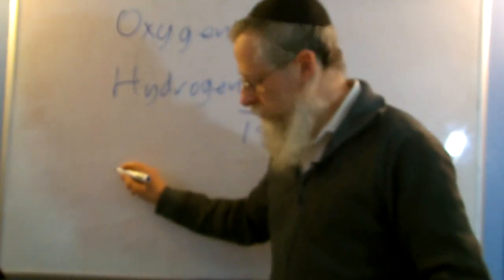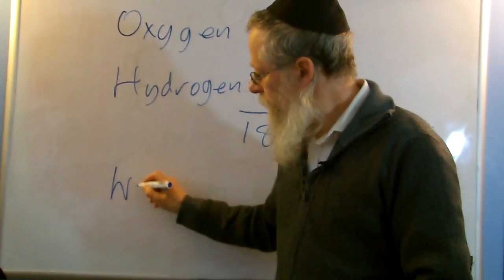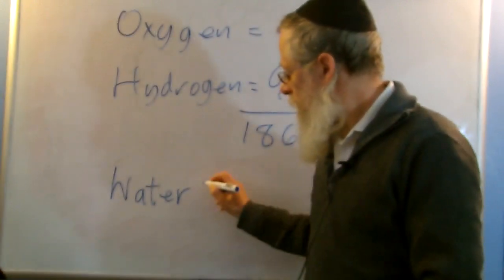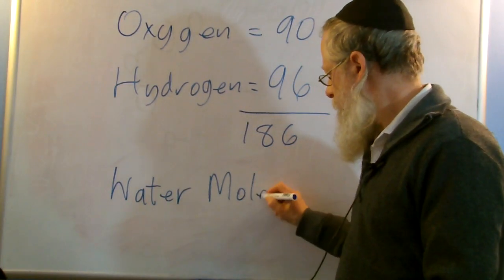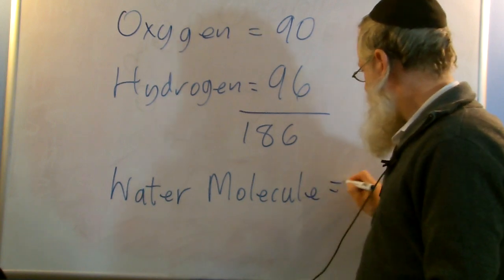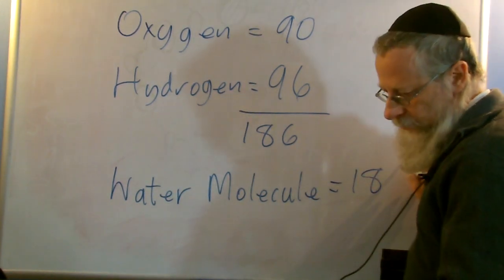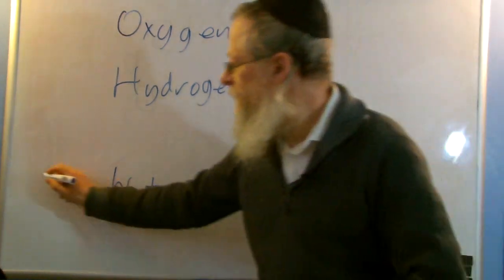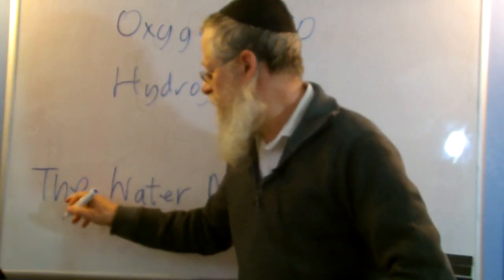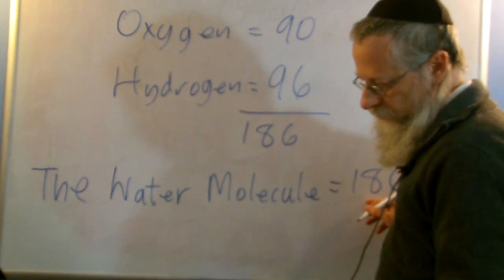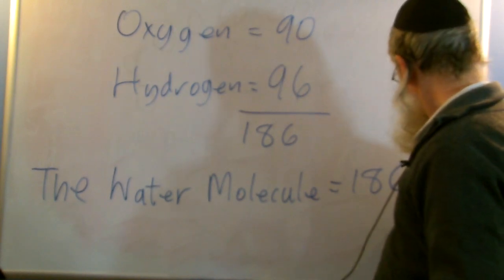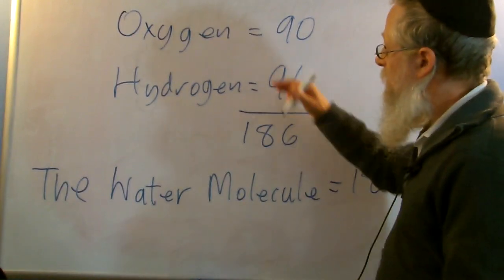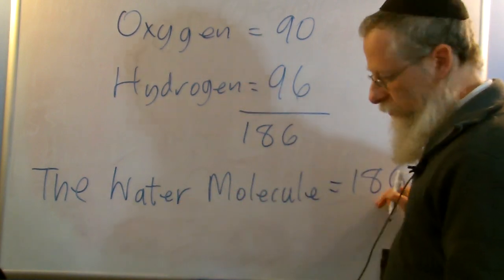And if we write the words water molecule, we get 186. No, we don't, because I missed out the word the. If we use the water molecule, we get 186 as a placement value, which is quite interesting, that there is this connection between oxygen, hydrogen, and the water molecule.